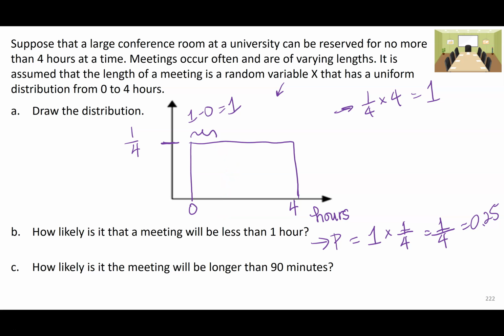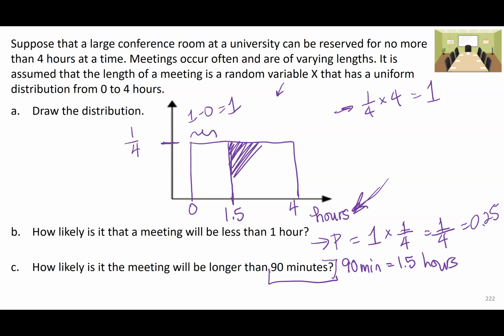For my part C question, how likely is it the meeting will be longer than 90 minutes? Well, I have this axis in hours, this is in minutes. You can switch this to minutes or switch this to hours. So 90 minutes happens to be 1.5 hours, exactly. I'm going to switch this to hours. It'll make it easier for me. So 1.5. And they said, okay, well, how likely is it will be longer?